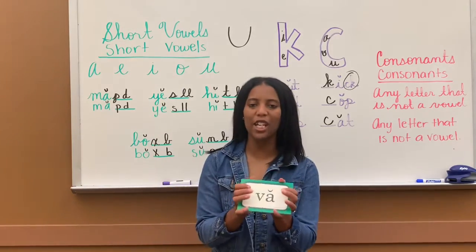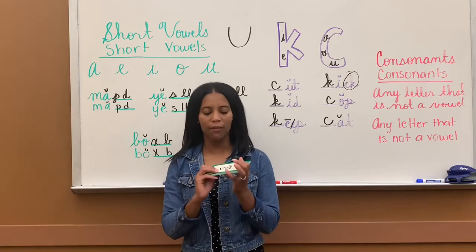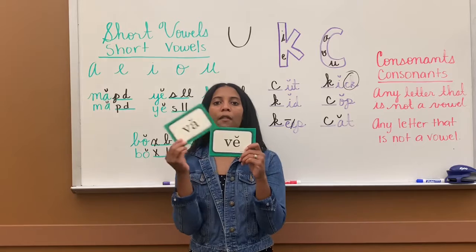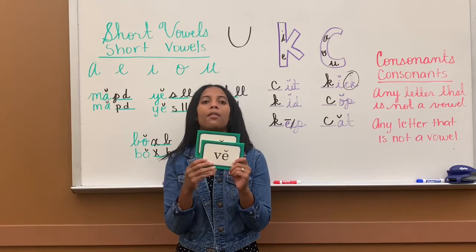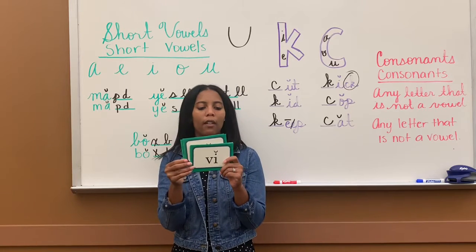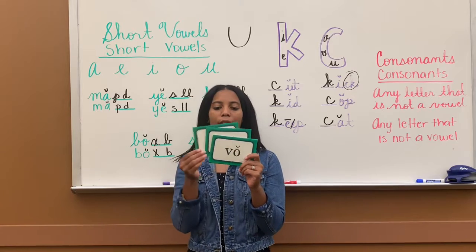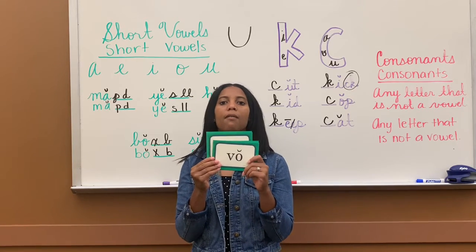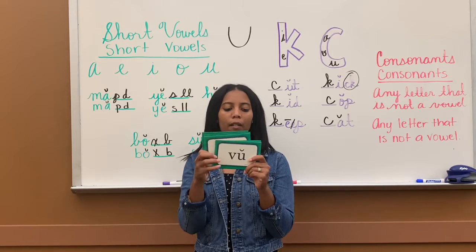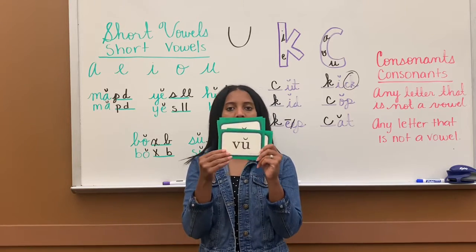Next one, V. V is the consonant and we'll blend it with our five vowels. V says v. A says a, put it together, va. V says v. E says e, put it together, ve. V says v. I says I, put it together, vi. V says v. O says a, put it together, va. V says v. U says a, put it together, va.